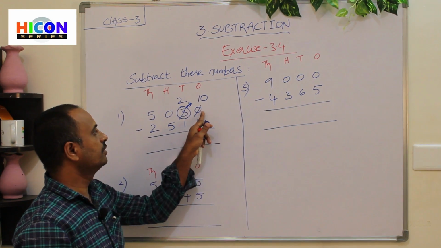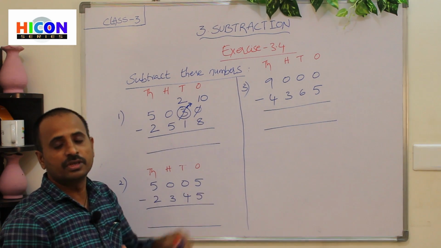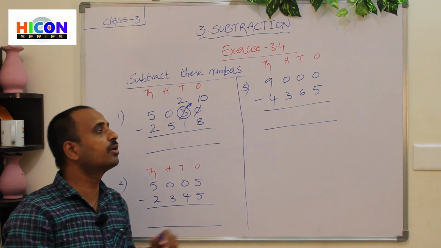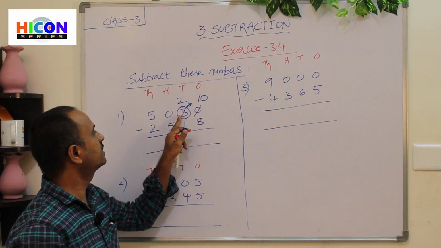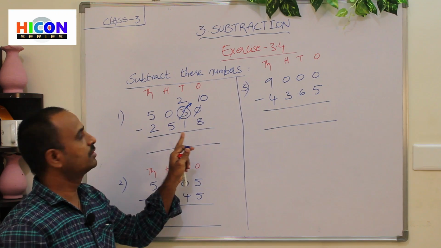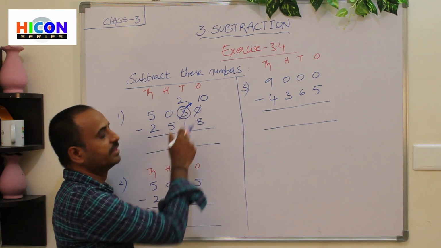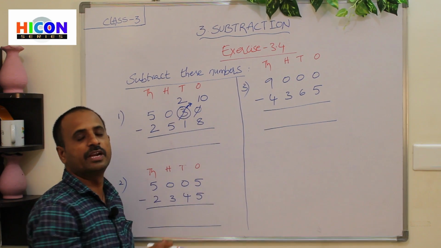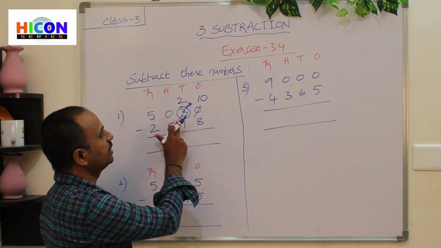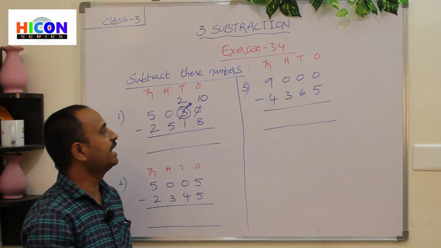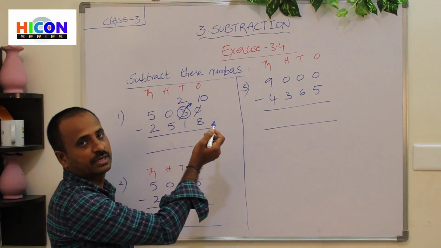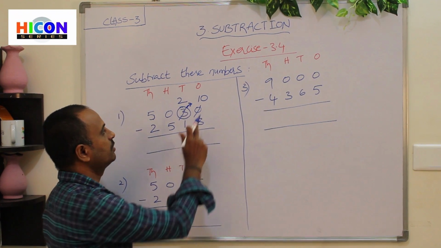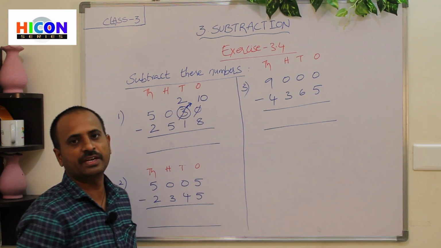Children, are you able to understand here? So here 0, we cannot subtract 8 from 0. That's why we have to regroup from tens place. That means we have to borrow from its next place. What is its next place? Tens place. There are 3 tens. Borrow 1 ten from 3 tens. Then 2 tens will be there. And carry 1 ten to the ones place, and it becomes 10 ones. So write 10. Now do the subtraction.